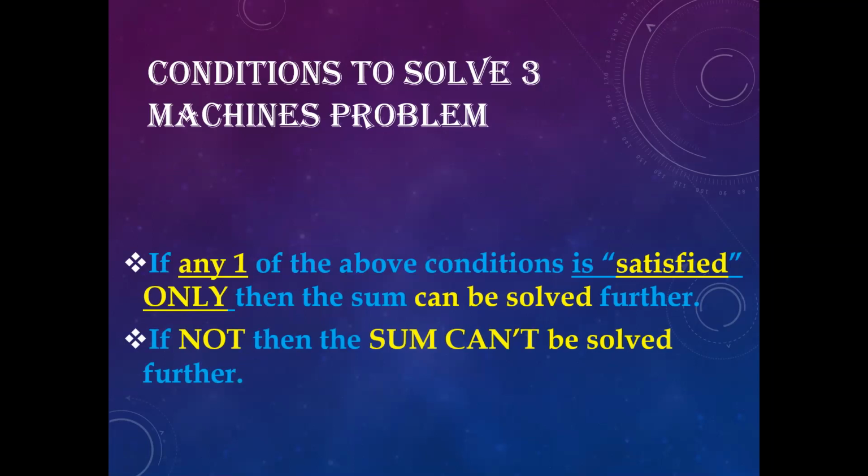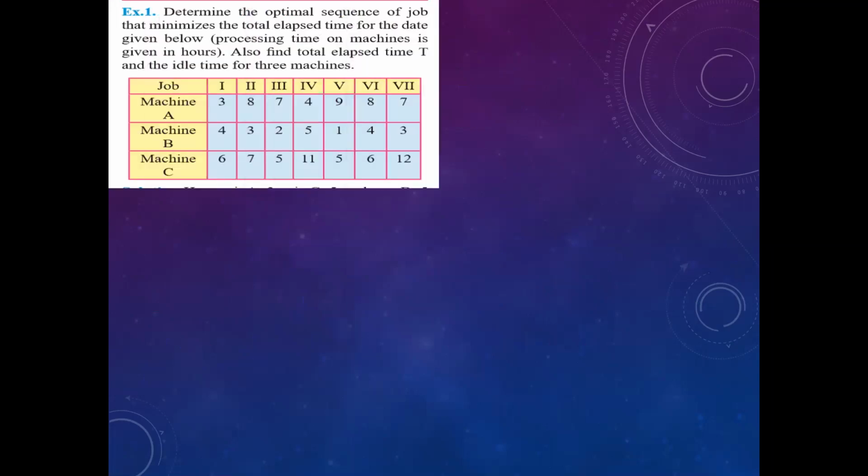So is the thing clear, class? So always you have to check whether in machine A or machine C, you have a minimum number which is either greater or equal to the maximum number in machine B. Now you will understand this when we start solving the sum. So let us see example number 1. This is the sum which is given. So as you can all see, class, there are 3 machines given in this particular case.